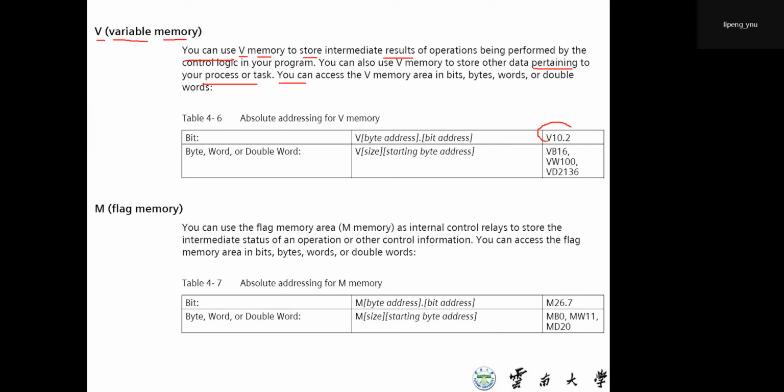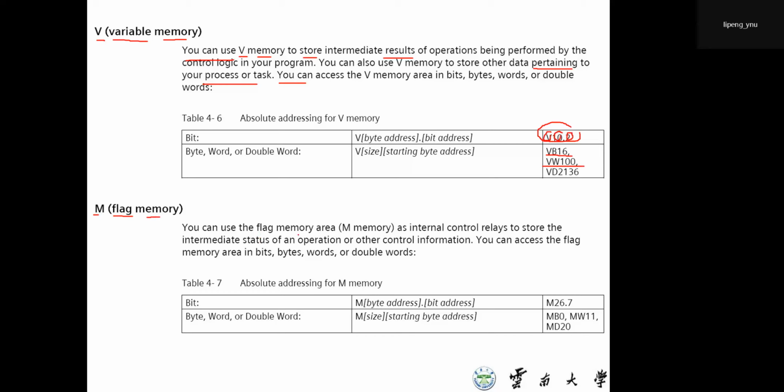such as V10.2. What does 10.2 mean? It means this variable is in the V area, and the byte size is 10, and the bit size is 2, such as VB16, VW100. And M is a flag memory.